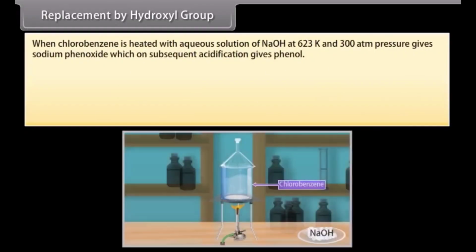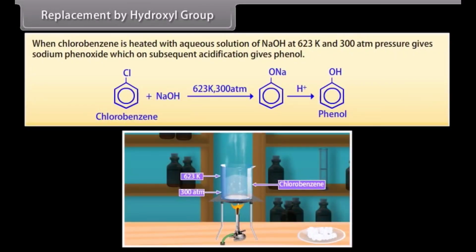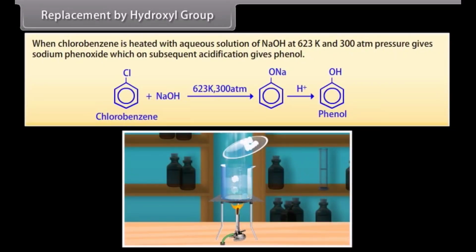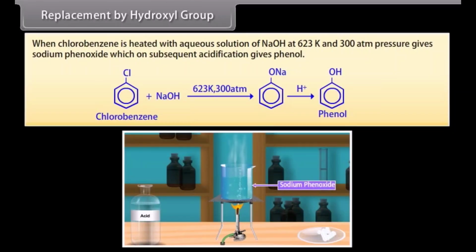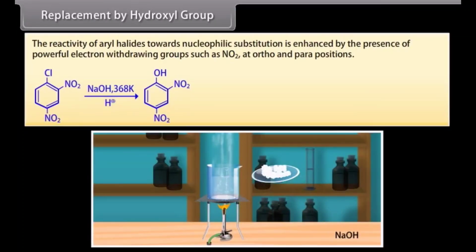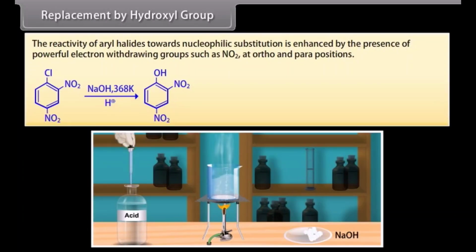Replacement by hydroxyl group. When chlorobenzene is heated with aqueous solution of NaOH at 623 Kelvin and 300 atmospheric pressure, it gives sodium phenoxide, which on subsequent acidification gives phenol. The reactivity of aryl halides towards nucleophilic substitution is enhanced by the presence of powerful electron withdrawing groups such as NO2 at ortho and para positions.